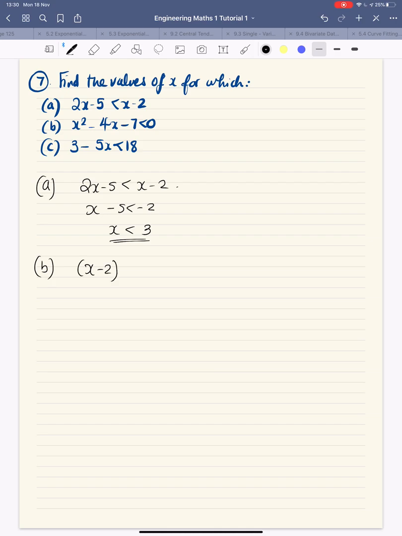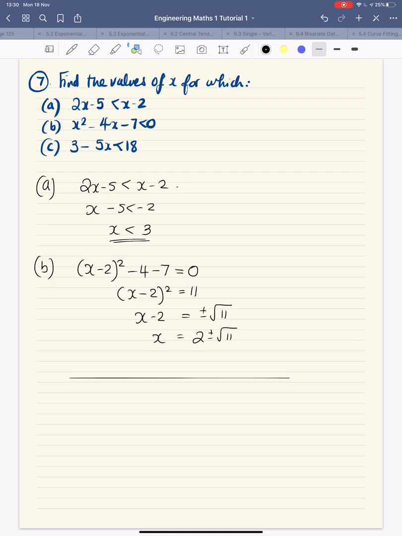(x minus 2) squared minus 4 minus 7 less than 0. Let's start by working out where it's equal to 0. It's the best thing to do with these ones, quadratic inequalities. So I'm completing the square and working out where they're equal to 0. So (x minus 2) squared is 11. x minus 2 is plus or minus root 11. So x is 2 plus or minus root 11.